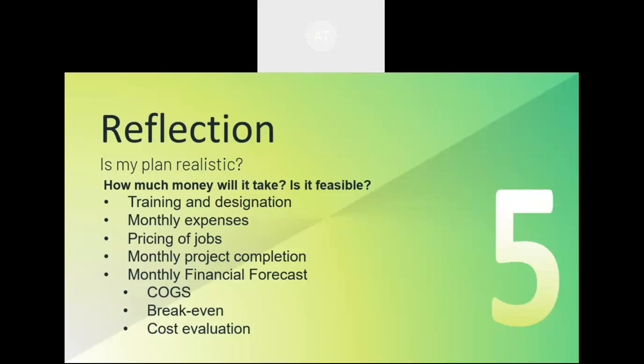Module 5 has students taking a look at the big picture. Is their plan realistic? Is it feasible? Is it doable? It has them taking a look at their training and designation costs for their apprenticeship, those startup costs, the monthly expenses, and also pricing of jobs, their monthly project completion, and then some basic accounting forecasting, cost of goods sold, break even, and cost evaluation. For teachers that are not familiar with these terms, you don't need to be a business teacher to be able to follow the instructions. It's all embedded in the modules.